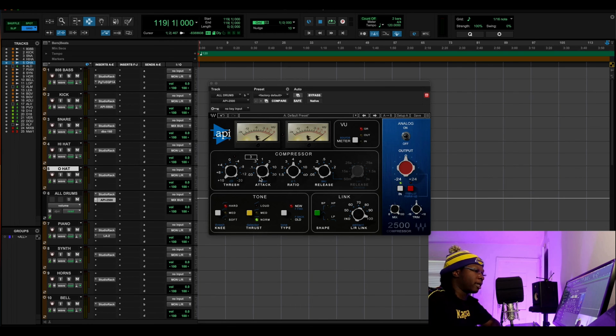So from an outboard perspective, with the API 2500, it's so punchy, and I love using the hard knee. It lets the drums pop, boom, boom, boom. Sounds like a boxer. Sounds like Mike Tyson just hitting and thumping. And even when you use a fast attack on the API, it just gives so much punch. It doesn't even take away the dynamics.